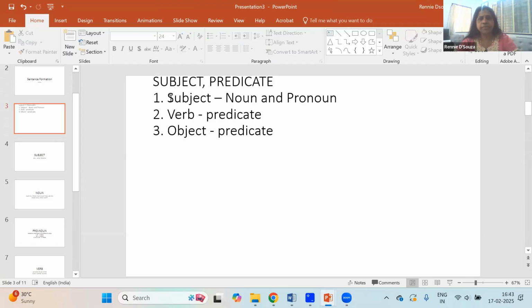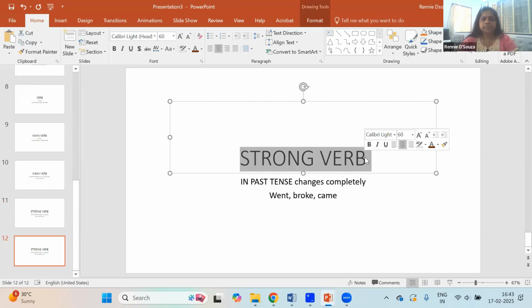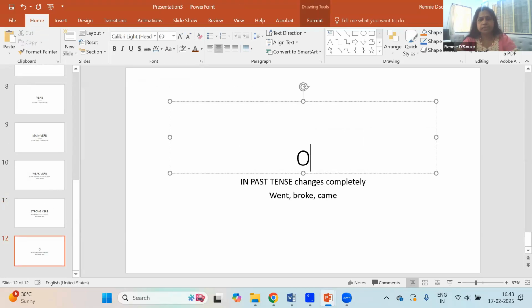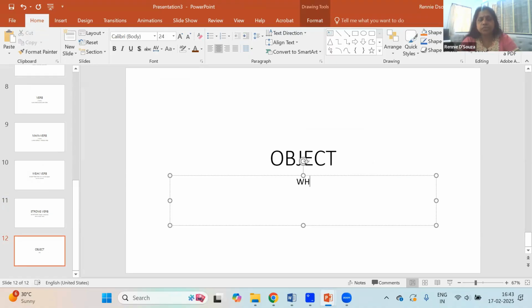Now we have seen subject, then we have seen verb. Now let us see the object part, right? We have seen subject, noun or pronoun, then verb, and now we are going to see the object part. Both verb and object come under predicate. Now let us see object. What is object? What comes under object? Basically this is the last or the third part of a sentence.